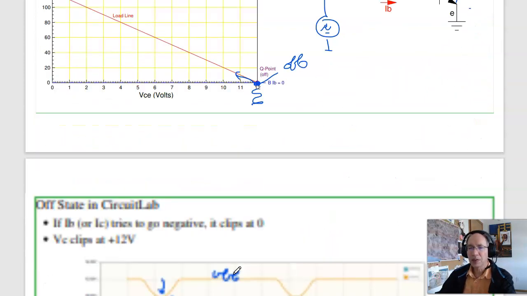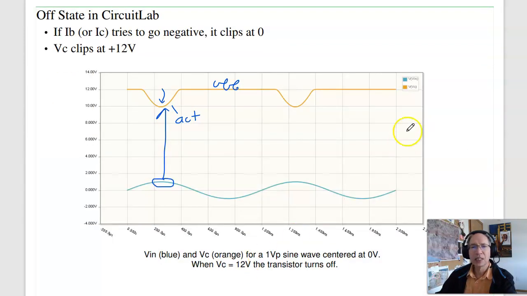If I do that in Circuit Lab, here's what it looks like. Normally the transistor is off. I have 12 volts across it. When the input voltage is slightly above 0.7, I get current flow, and the voltage at the collector drops below 12. That's where I've entered the active region. Now this doesn't make a very good amplifier because there's a lot of distortion, but this is what happens on the off point. As long as the input voltage is less than 0.7, there's no current flow, and the transistor is off.